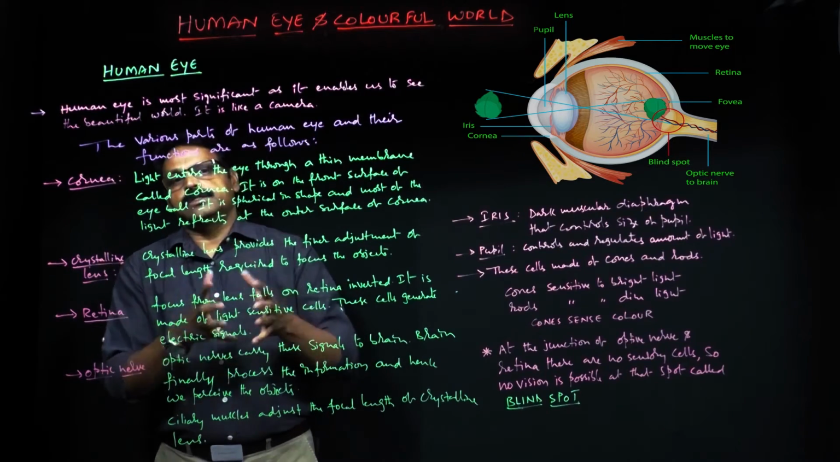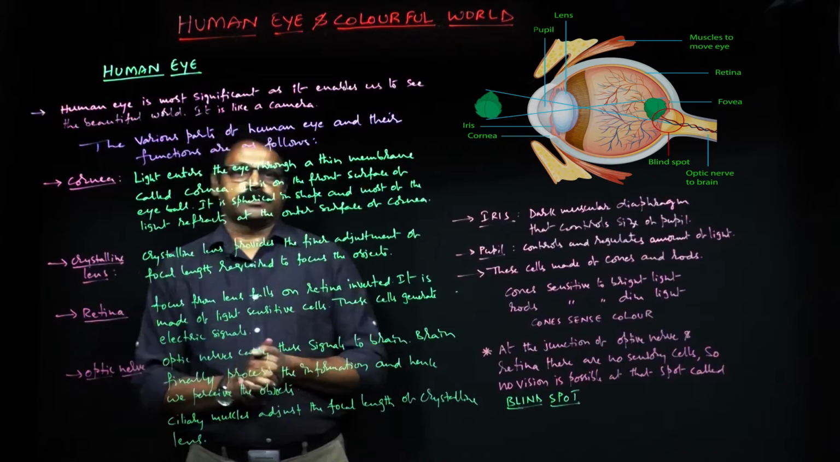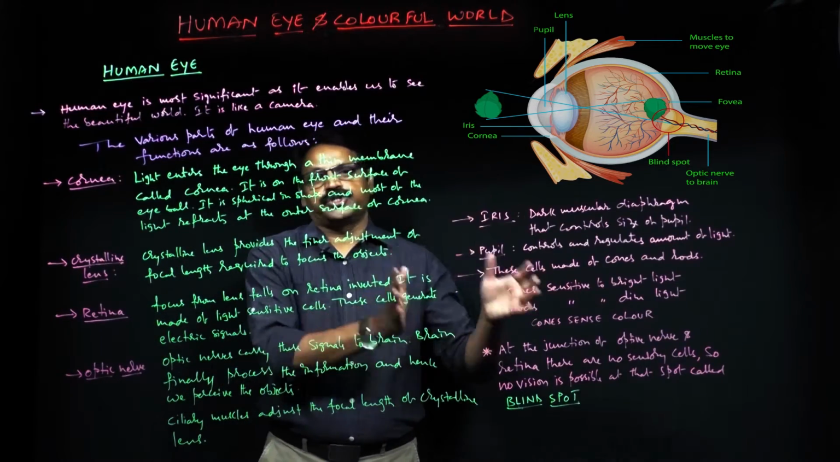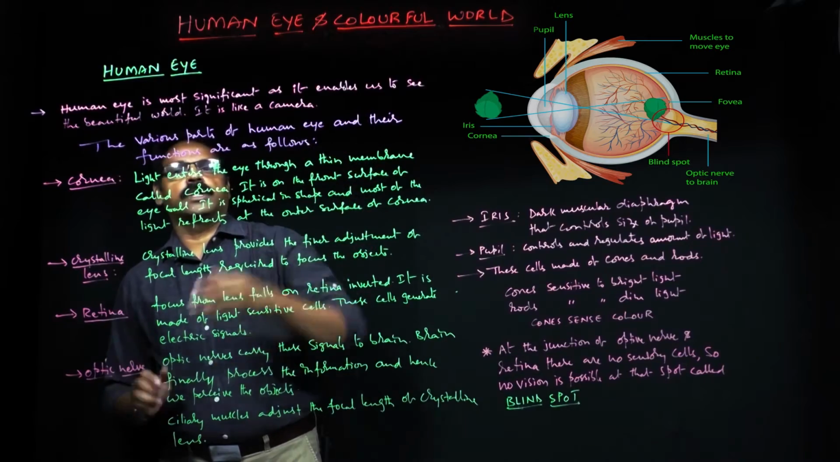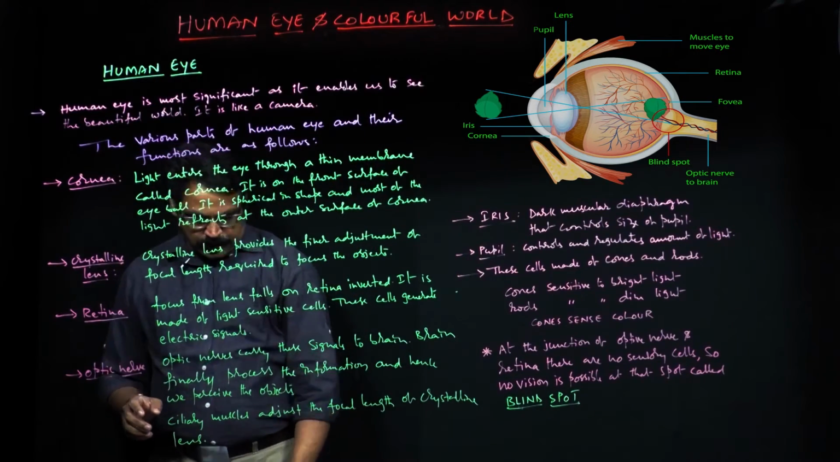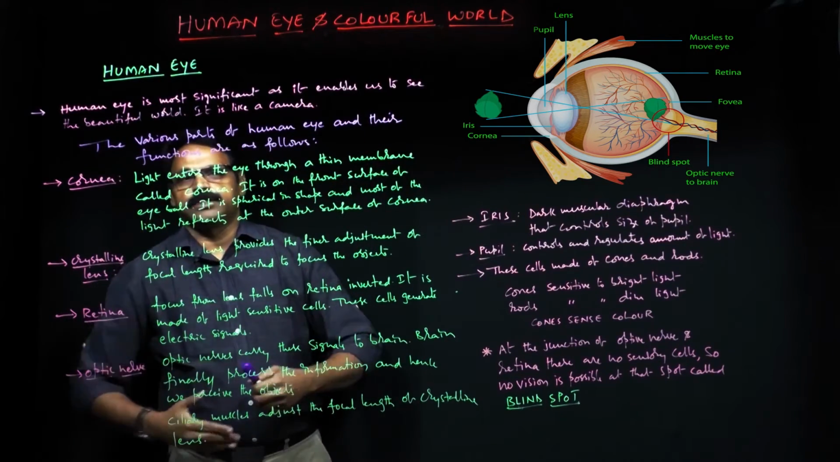And how does this exactly work? How does the eye function? That is what we are going to learn. So the various parts of the human eye and their functions are as follows. One after the other, we'll look at them.